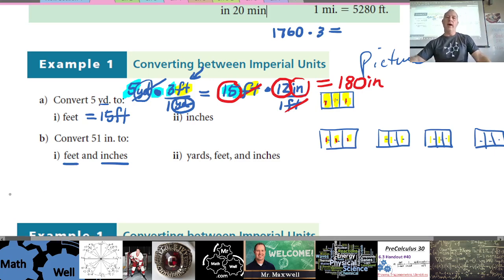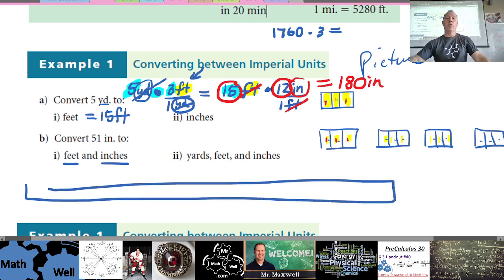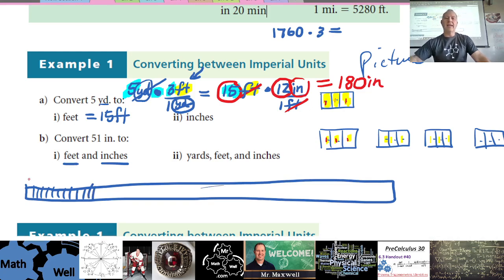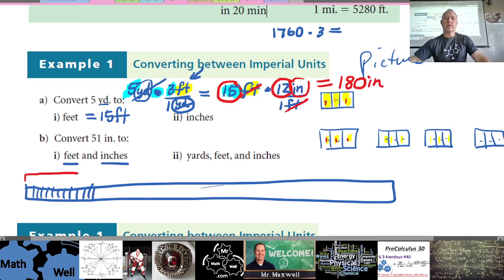So for 51, you could draw a picture, if you want. Now, pictures oftentimes take a lot of time, so 51 would be really tough. It'd be like 1, 2, 3, 4, 5, 6, 7, 8, 9, 10, 11, 12, all the way to 51. Then you could divide this up into sections. Here's 12, and here's another 12, and here's another 12, and so on. You could literally count that up, right? You could do that, okay?